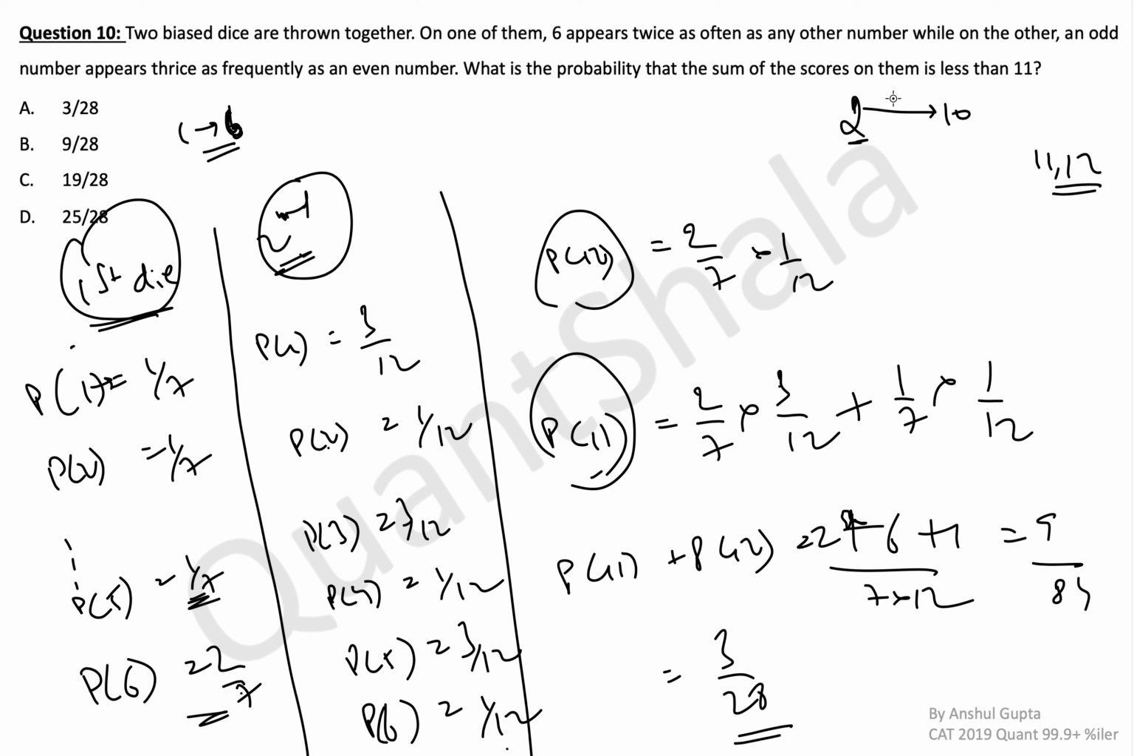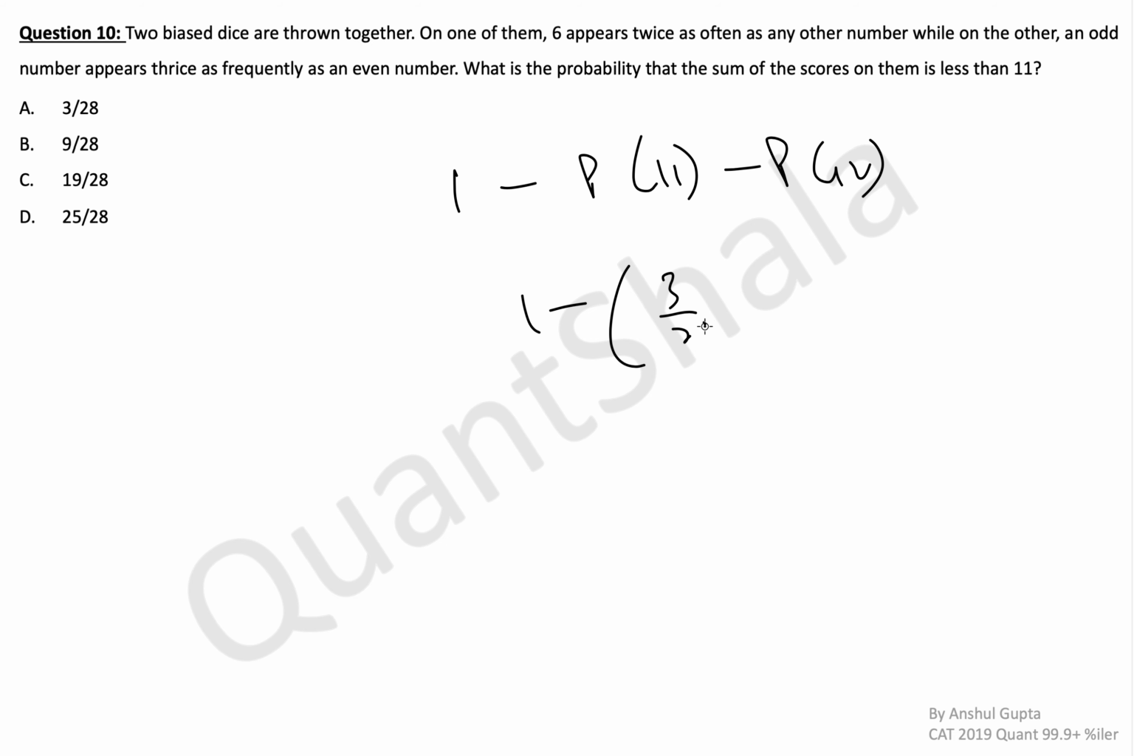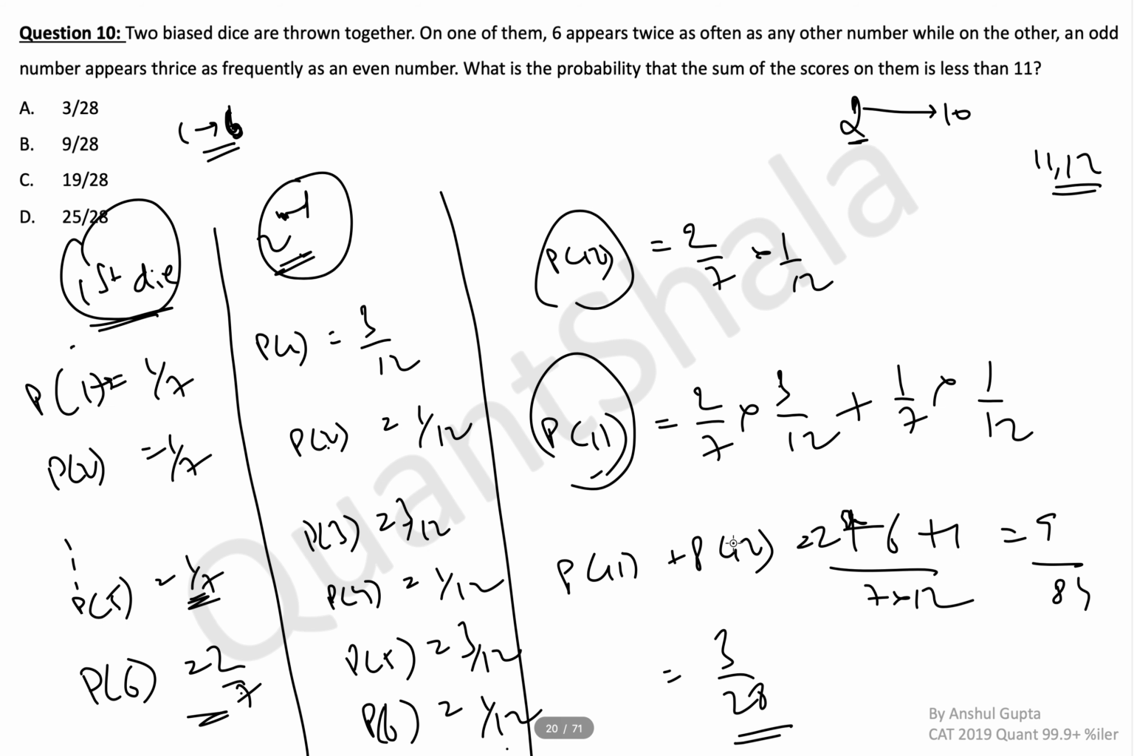For the score to be less than 11, what do you get? 1 minus probability of 11 minus probability of 12, which becomes 1 minus 3 by 28. We had 3 by 28, right? 3 by 28.